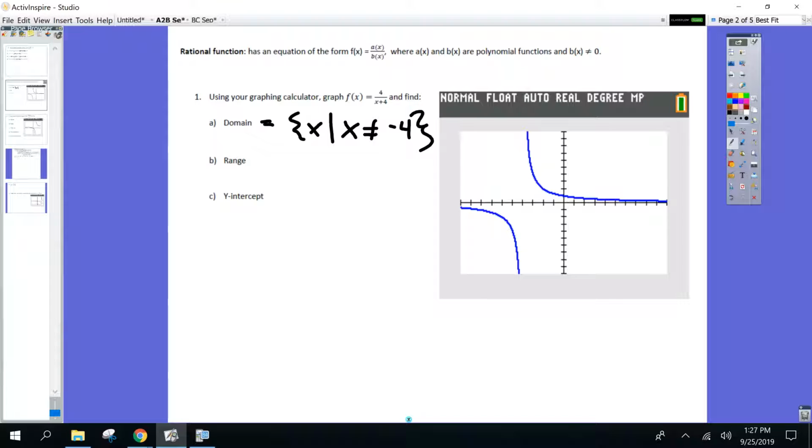Now let's go to your range. What values are your range? Y values. And we're already pushing my patience with not putting your phone in the sleeve and using it while I'm teaching. Perfect.